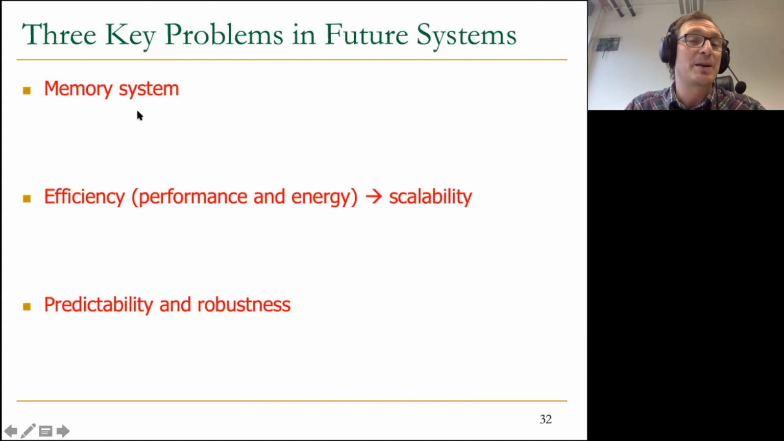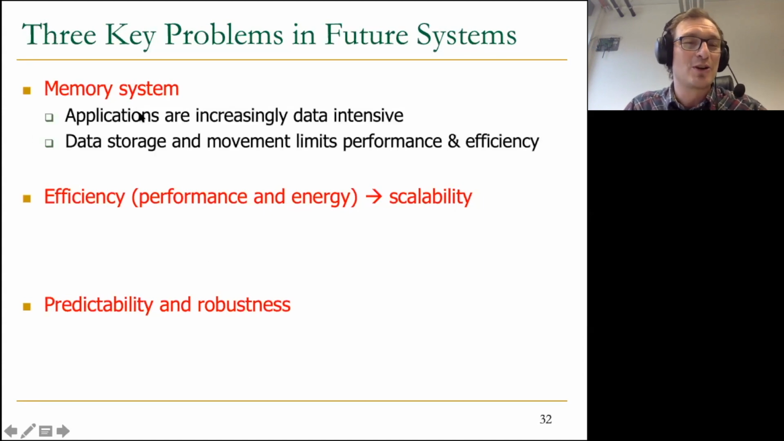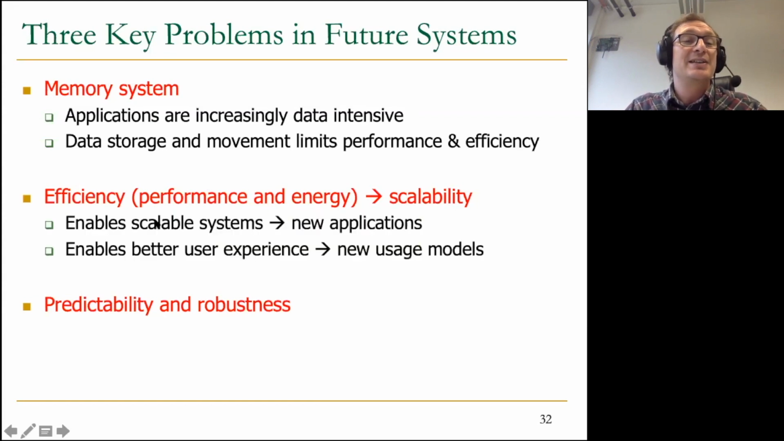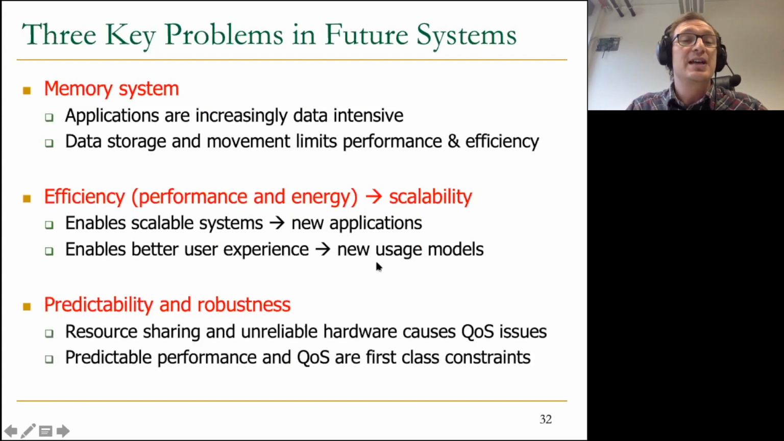And clearly, we've talked about memory system, right? I'm not going to talk more about that at this point. We've been talking about efficiency, performance, energy, and that affects your scalability. And clearly, this leads to a lot of benefits in future systems. And predictability and robustness, we've also been talking about a lot, right? And we've also already talked about everything on this slide as much as possible.